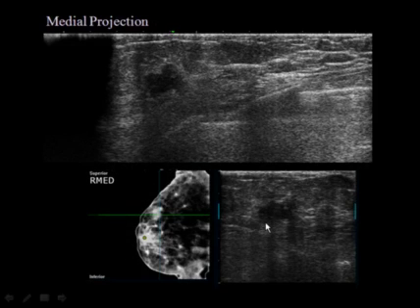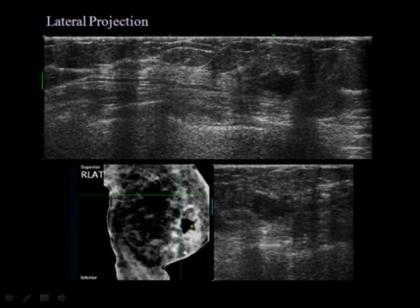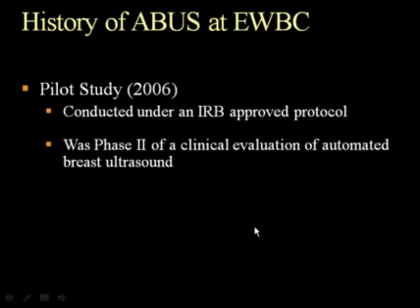Here it is on the medial projection, and also on the lateral projection. So we were able to see it in all 3 projections. So we had good correlation between handheld and automated.